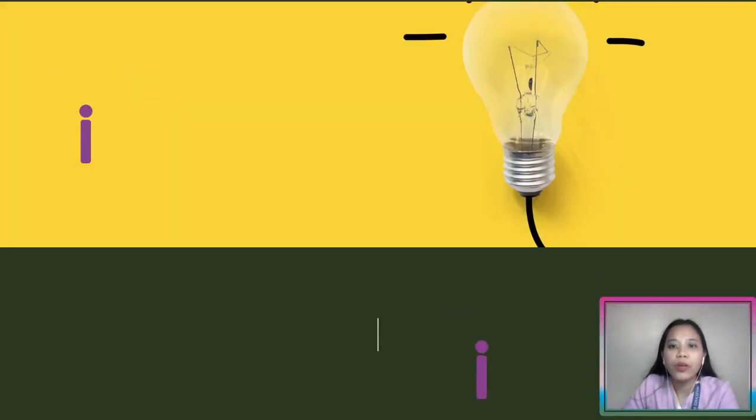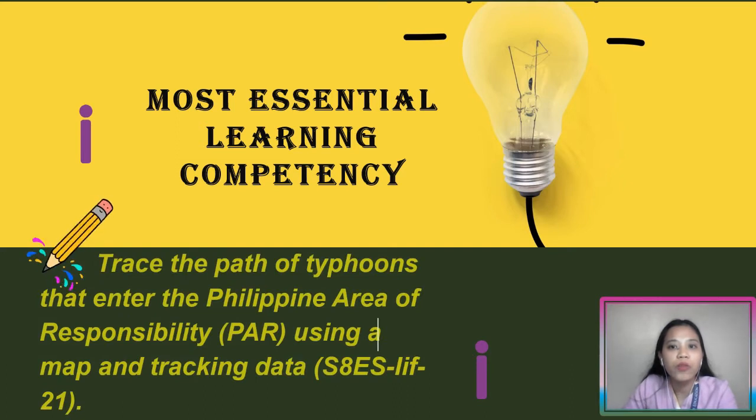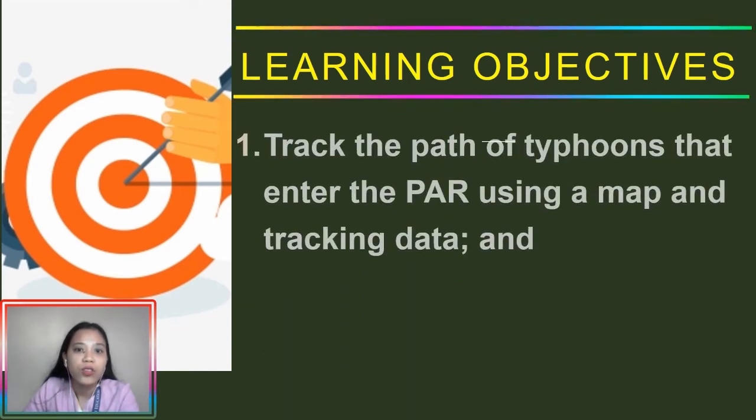Our topic is anchored on the most essential learning competencies given by the Department of Education, which is to trace the path of typhoons that enter the Philippine Area of Responsibility, or PAR, using a map and tracking data. And these are the objectives. Track the path of typhoons that enter the Philippine Area of Responsibility using a map and tracking data, and determine whether the typhoon is within or outside the PAR using a map or tracking data.